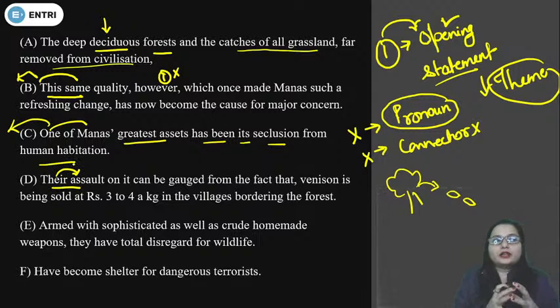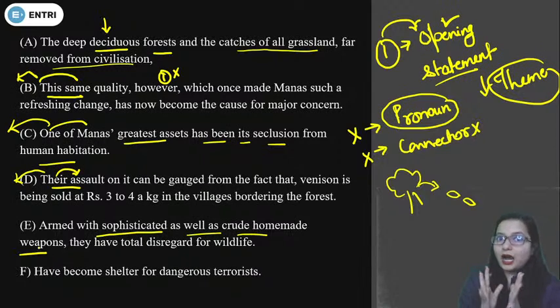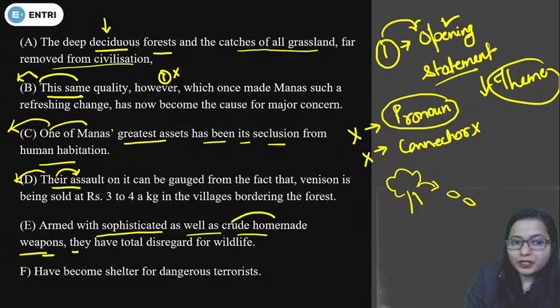Their assault, okay, denoting something. So their assault, the people or the person, we should mention before this statement, so it cannot be the first statement. Armed with sophisticated as well as crude homemade weapons. Talking about armed, do you understand the meaning of armed forces with sophisticated as well as crude homemade weapons? They is used for armed.